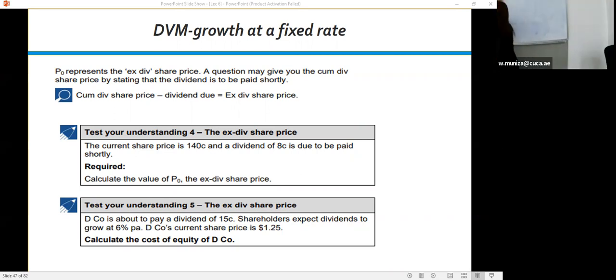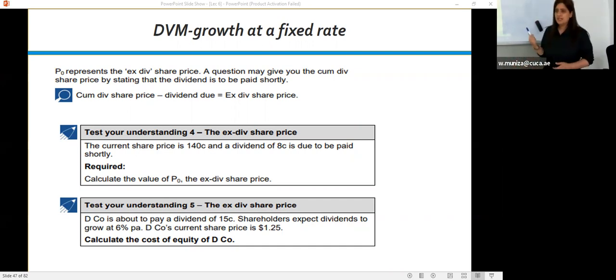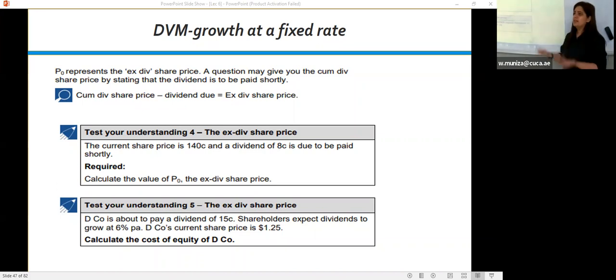Okay, now students, we are going to discuss the concept of cum dividend and ex dividend share price. Cum dividend is including the amount of dividend and ex dividend is excluding the amount of dividend. So what is going to be the ex dividend share price? It's simple. Cum dividend share price minus the dividend due amount is equal to ex dividend share price. So when we are given the P0, P0 is basically the ex dividend share price.